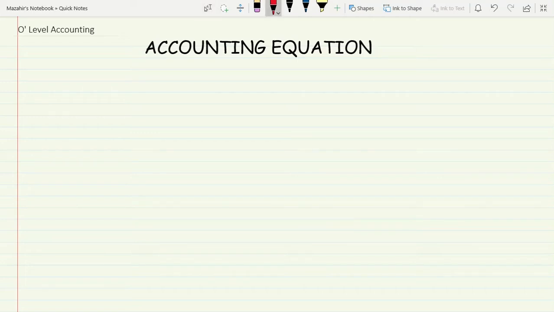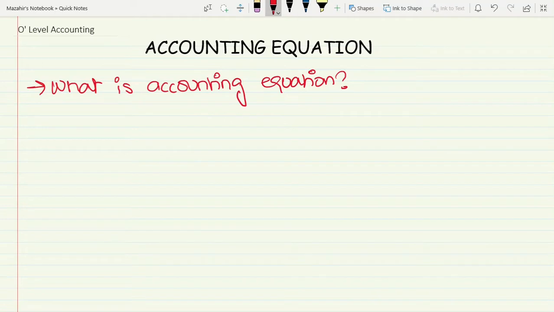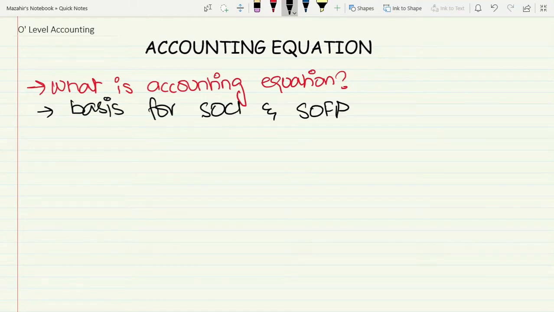The topic that we are going to discuss today is the accounting equation. First of all, we need to understand what the accounting equation is. To understand the answer to this question, there are 2 points. First of all, the accounting equation is the most important fundamental of accounting because it forms the basis for the statement of comprehensive income and the statement of financial position. It forms the basis for SOFP to be more specific.